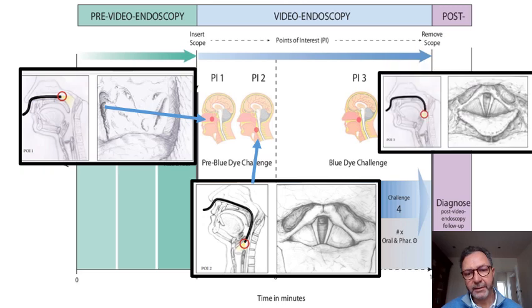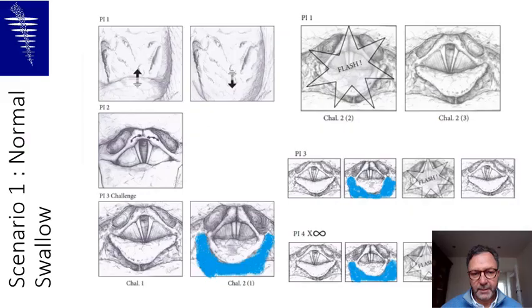And finally, at point of interest number 3, you will start the blue tainted challenges by pulling your endoscope a little bit more backward and having a big picture of the pharynx and the larynx, and then, and only then, having that view, you will start to challenge the patient with bolus. Scenario 1 is an easy one because basically it's a normal swallow.